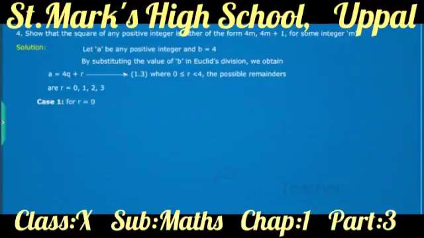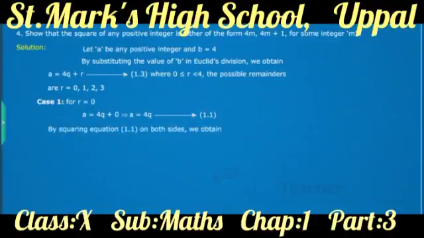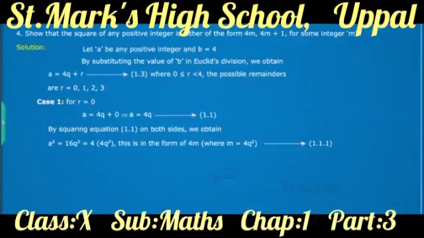Case 1, for r equal to 0. a is equal to 4q plus 0, that is a equal to 4q. By squaring equation 1.1 on both sides, we obtain a square is equal to 16q square, which is equal to 4 into 4q square. This is in the form of 4m, where m is equal to 4q square.